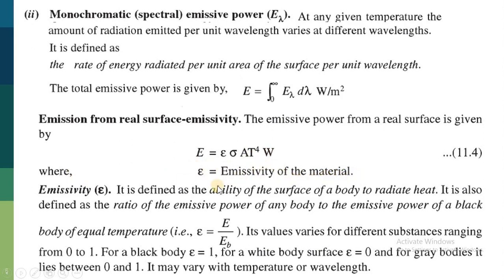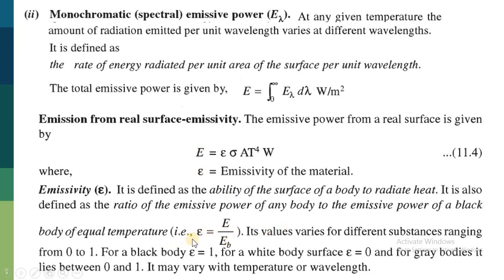Now what is meant by this emissivity? Emissivity is defined as the ability of a surface of a body to radiate heat. It is also defined as the ratio of emissive power of any body to the emissive power of a black body. So this epsilon can also be evaluated by E divided by E_B, where E is the emissive power of a normal body and E_B is the emissive power of a black body.